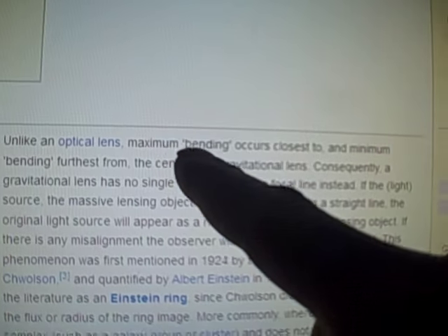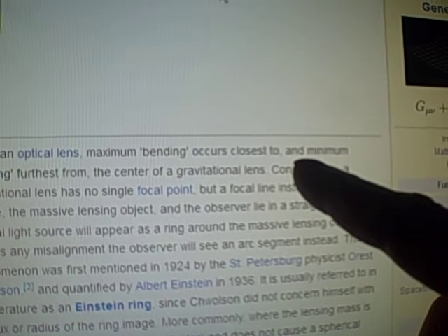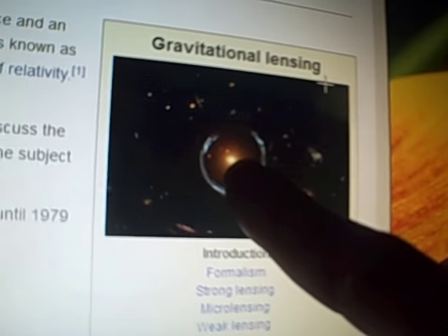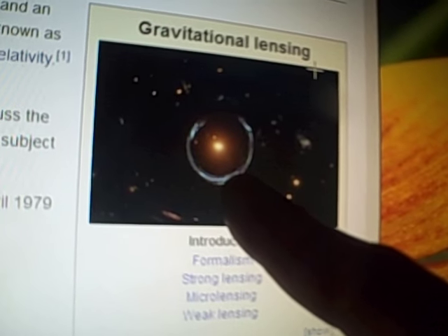Sorry. All right. Unlike optical lenses, maximum bending occurs closest to and minimum bending furthest from the center of a gravitational lens. So just to understand what they're basically saying there is that, again, here at this surface you would expect the highest gravity. You wouldn't expect the highest gravity way out here. This is like somebody arguing that the highest gravity of the sun is somehow out here where the Earth is orbiting. And that doesn't make any sense.